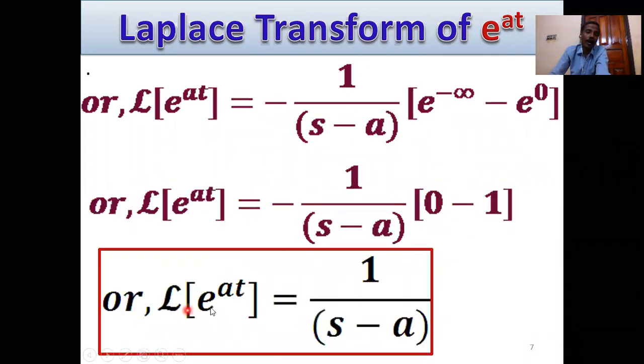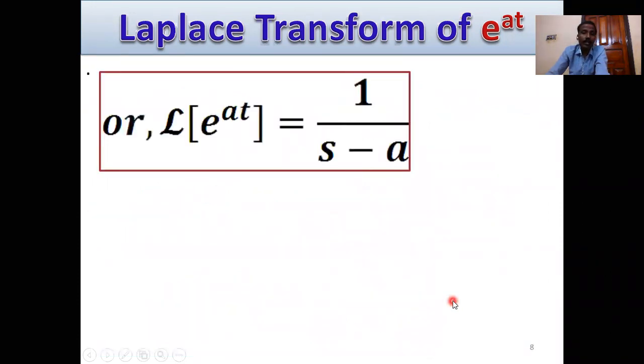So the Laplace transform of e to the power at equals 1 by (s minus a). This is the answer, the Laplace transform of e to the power at. Laplace transform of e to the power at equals 1 by (s minus a).